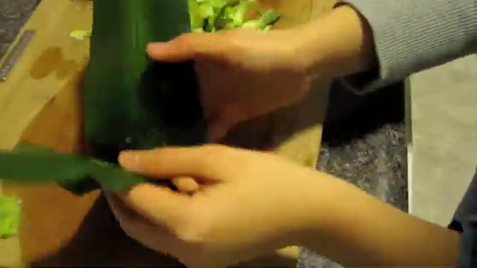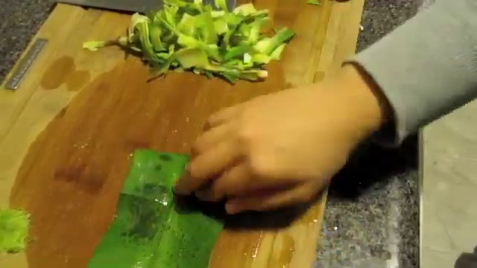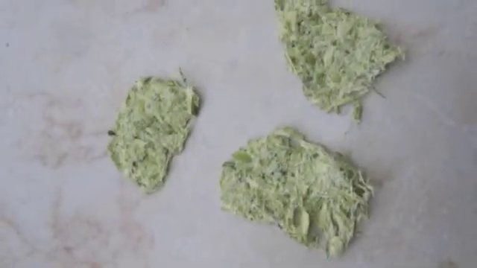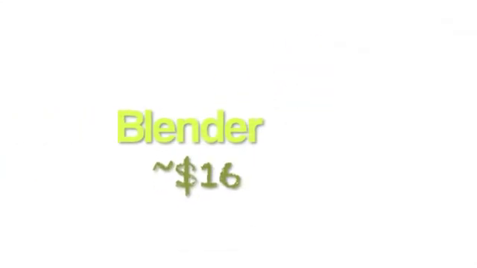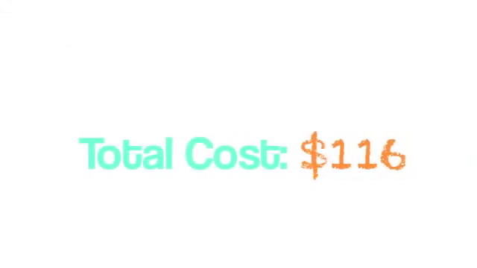Next, I compress the fiber into a small sheet and leave it to dry. Finally, my second attempt to make paper succeeded. Now, let's calculate the cost of production. Cheap blender, $16. Leaves, no cost. Opportunity cost, $100. Total cost, $116.